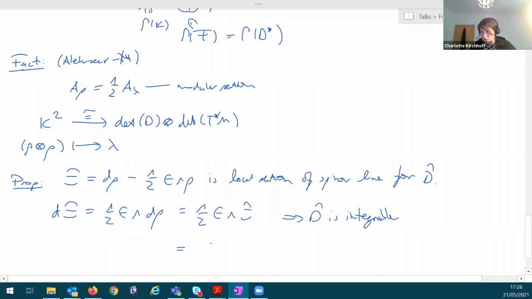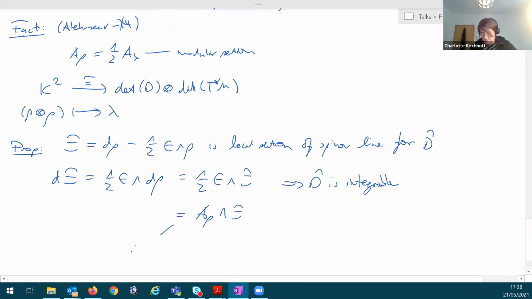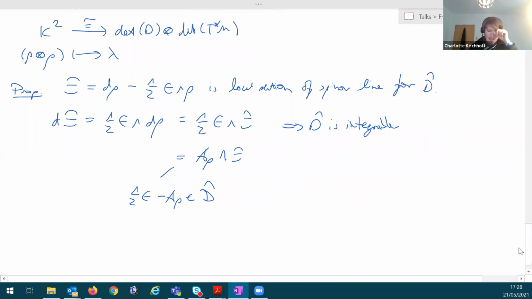So this is actually also equal to just a rho wedge xi, because 1/2 e minus a rho is in d hat. And so we can see that the upstairs Dirac structure essentially has the same modular section as the original Dirac structure.